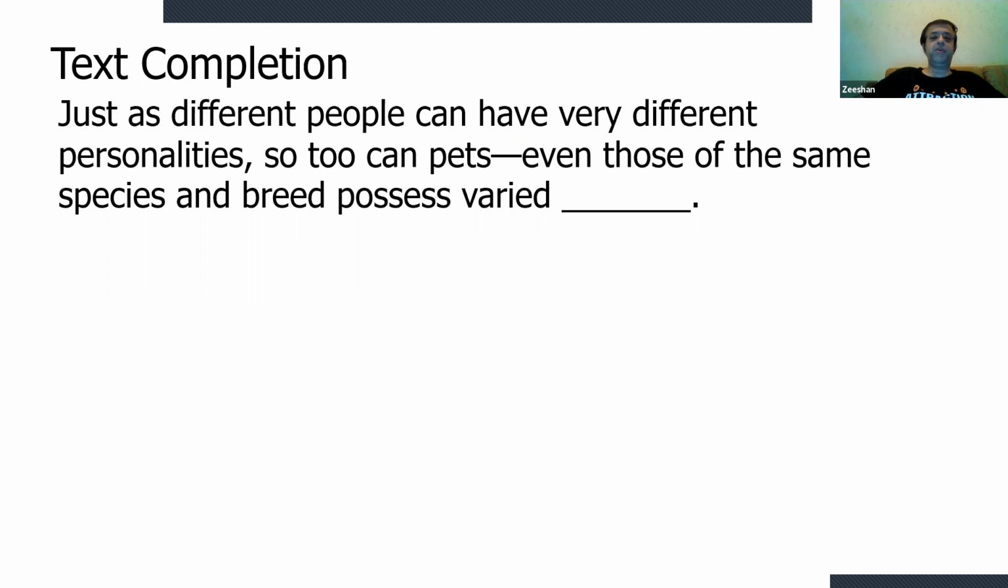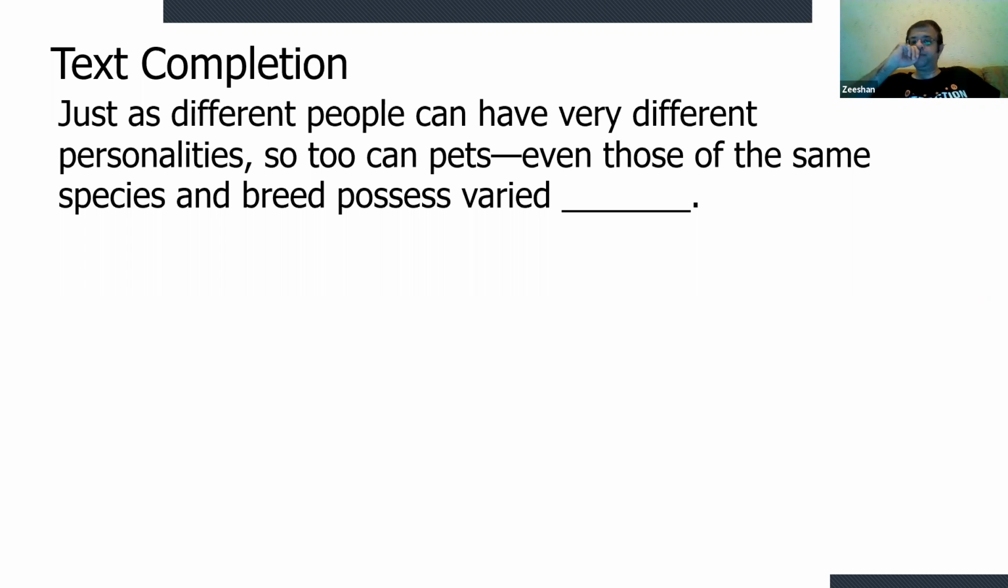Just as different people can have very different personalities, so too can pets. Even those of the same species and breed possess varied dash. Now the recommendation that we give is always, in your own words, come up with a word that you think should go in the blank. Never look at the answer choices first. So first, come up with a word that you think should go in the blank and then look at the answer choices. So what is it saying?